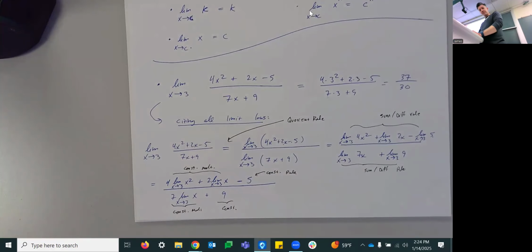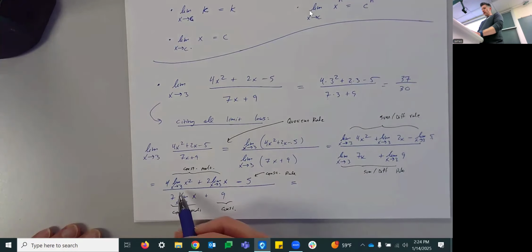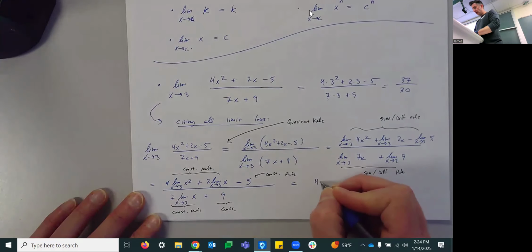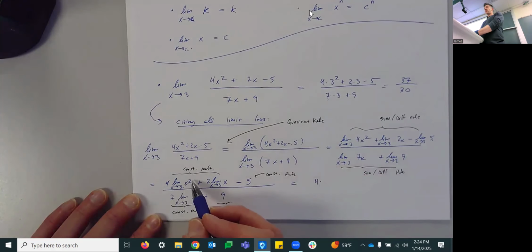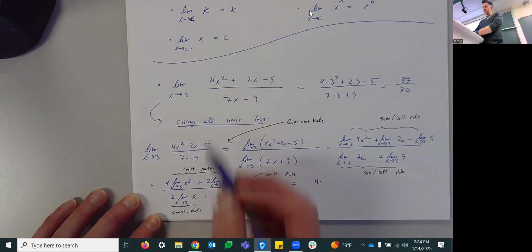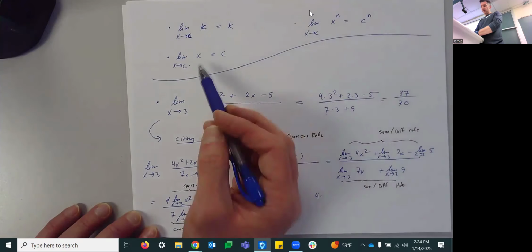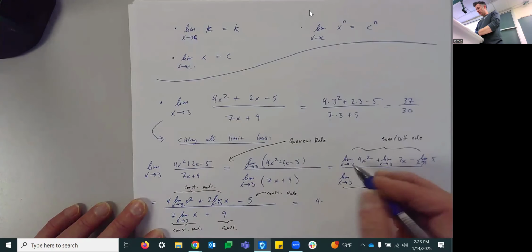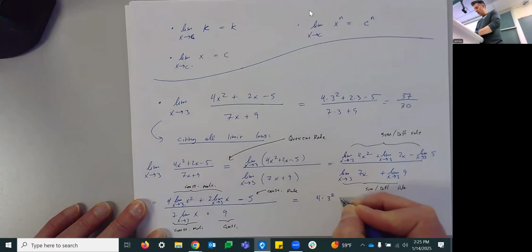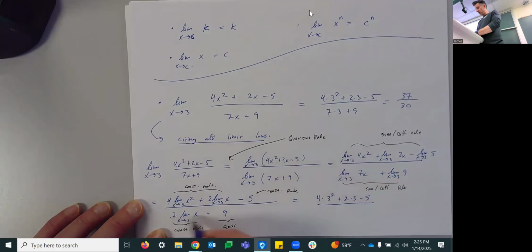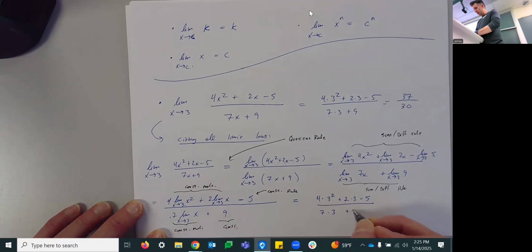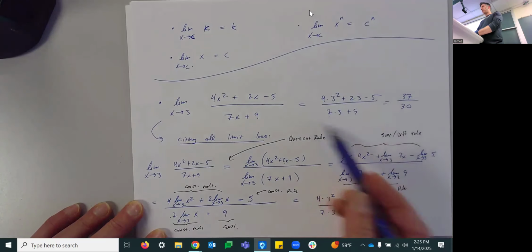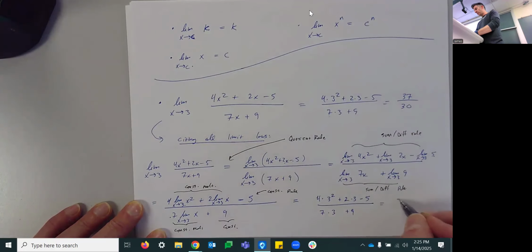We're almost done, but I think we can just do it now. So we're going to get 4 times the limit as x approaches 3 of x squared. There's a rule for that. I don't know if this rule has a name. I feel like this rule has a name, but I don't know actually what it is. So I'm just going to say we're using this rule here. We're getting 3 squared and then plus 2 times 3 minus 5 over 7 times 3 plus 9, which is literally the same thing I wrote up here. So it should be the same number, 37 divided by 30.